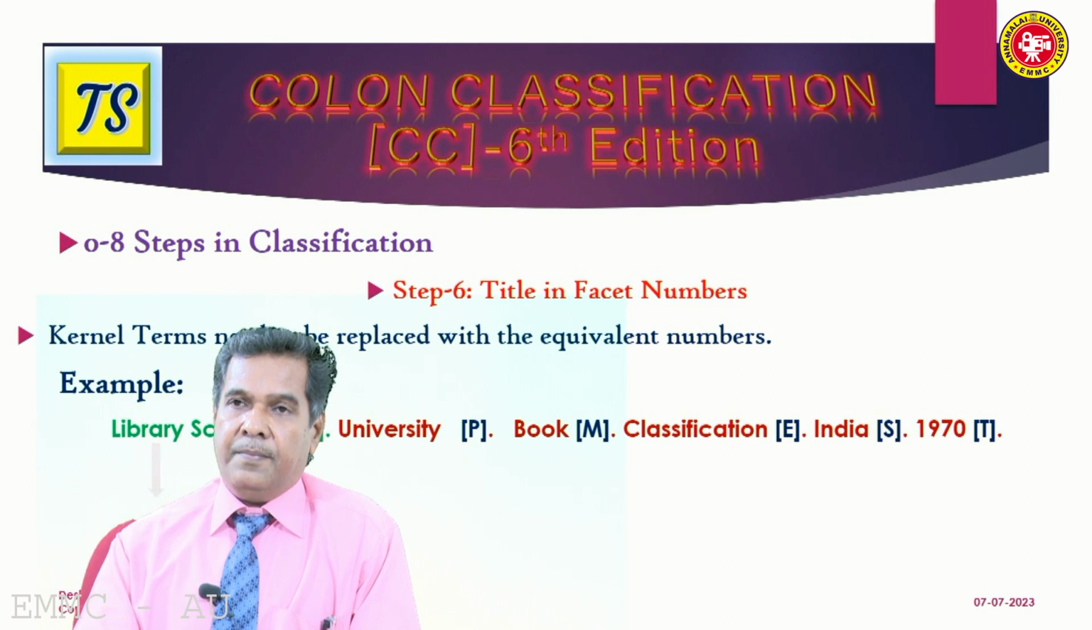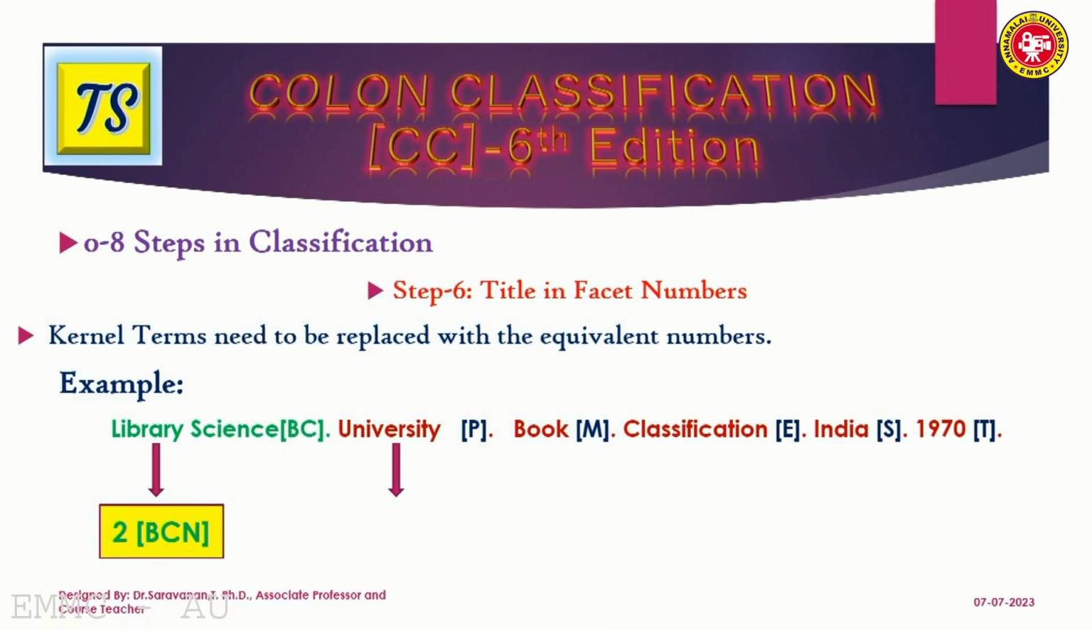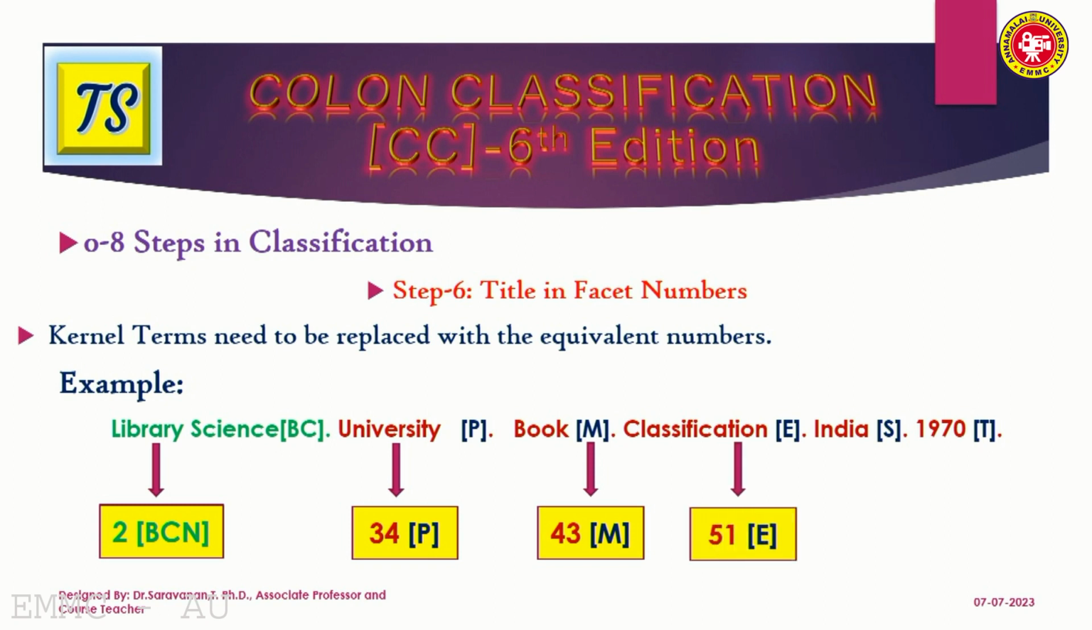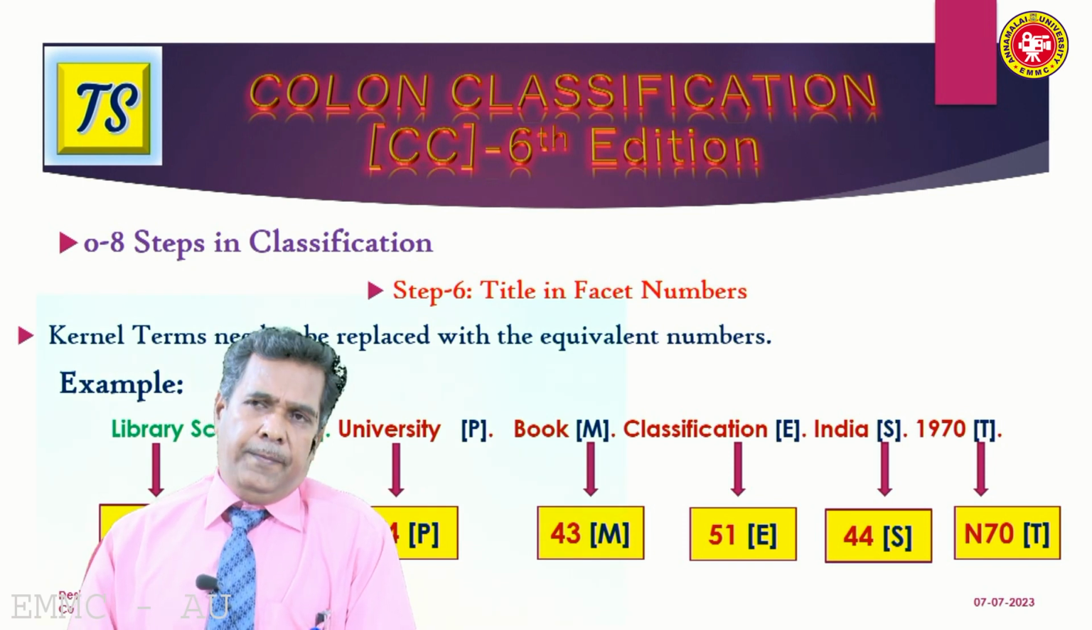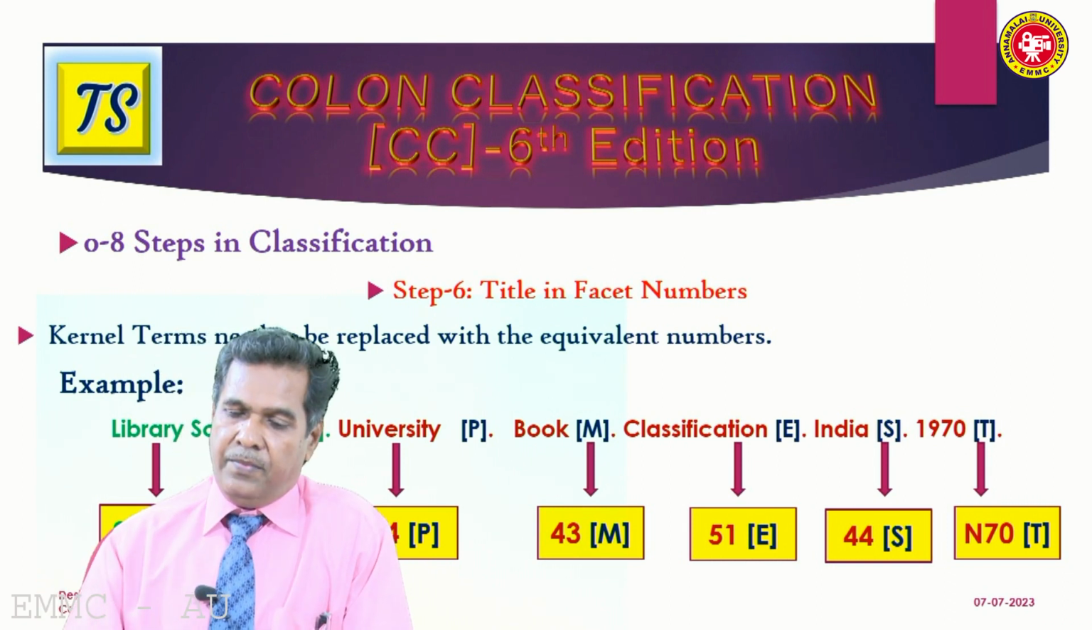Title in facet numbers. Here the basic facet library science is identified by the notation 2. You know very well, the schedule has it. And the university, the notation is 3, 4, identified as the personality category. The book falls under M, number is 4, 3. The classification is the energy facet, has the notation 5, 1, and space category is 4, 4, and time category is N70. You know how to transfer the year into the artificial notational system. See, the space and time should come in the last round. The postulates of rounds and levels will help you to understand where the facet categories need to be arranged.